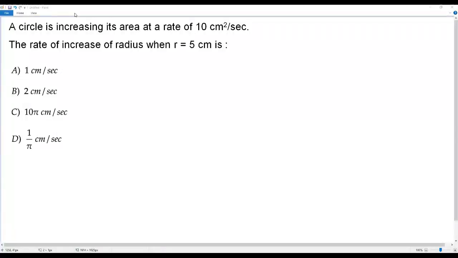Here we have a word problem on derivative that is on rate of change. Okay, let's go with the information. A circle is increasing its area at a rate of 10 centimeters square per second. Find the rate of increase of radius when r equals 5 centimeters.